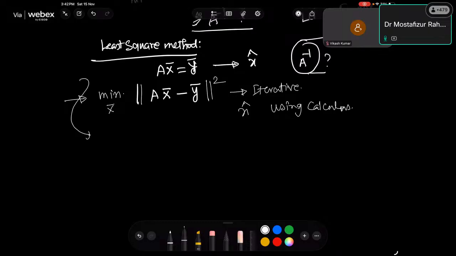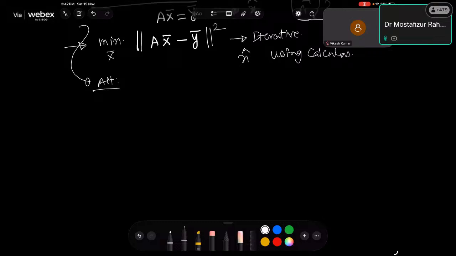And there is an alternate method also, called mathematical projection. Suppose this is your vector y. On the first day yesterday we saw that, given this vector y, you can project it to the column space of the A matrix. That means y bar to here, so it is Ax, the solution space.